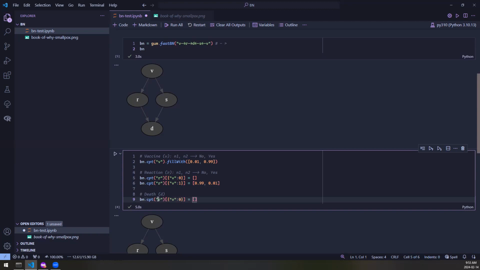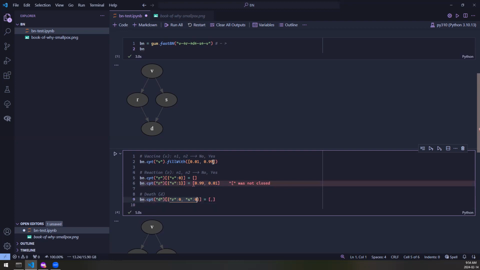Okay, so this is the variable, this is our node D. We have 2 possibilities, just because D is child of R and S. So one possibility is reaction false and smallpox is false. And we should put 2 numbers over here. I'm just going to leave it for now.